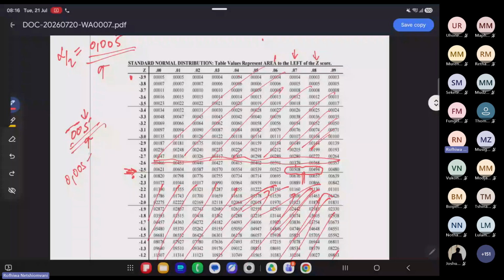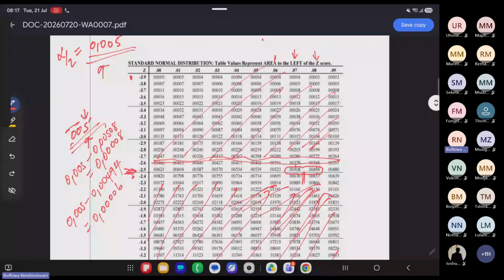So the first one will be 0.0508, which will give you 0.12348. The second one will be 0.005 minus 0.00494, which will give you 0.00006. Now this question is simple. Between the two values, which one is the lowest?